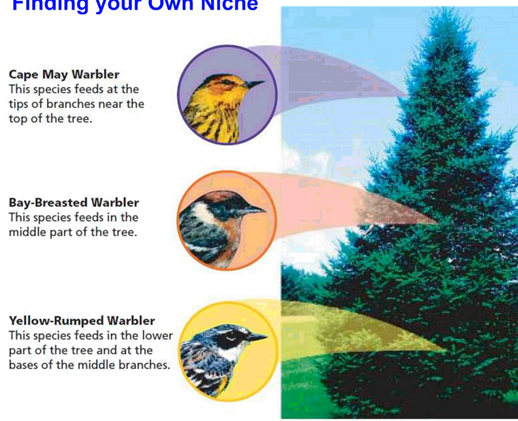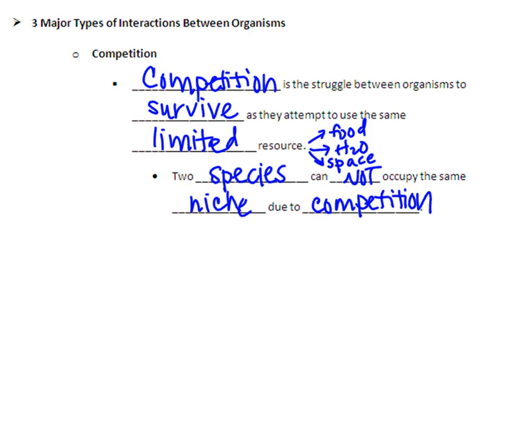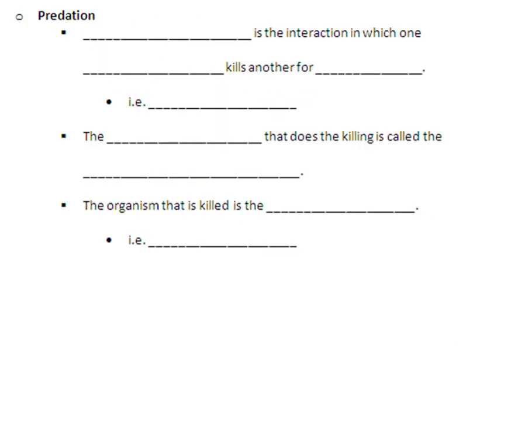If all 3 of these birds were eating in the same spot at the bottom of the tree, then they would have a problem. They would have to go through competition. They'd be fighting over space. They'd also be fighting over food, and some of them would not be able to survive. So being able to have their own niche helps them survive better.